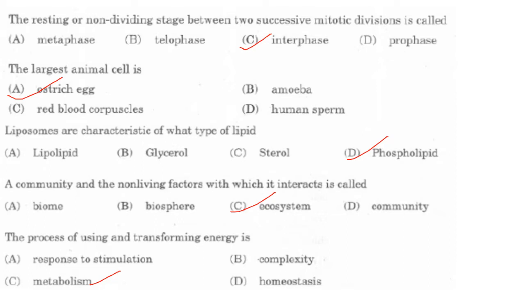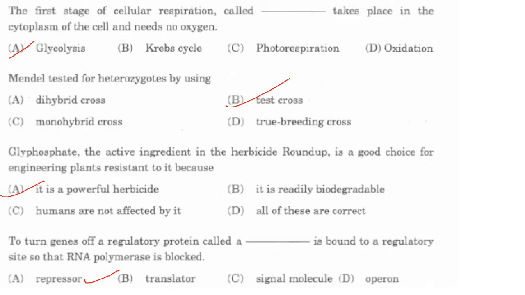The process of using and transforming energy is called metabolism. Answer is option C. Then the first stage of cellular respiration, called dash, takes place in the cytoplasm of the cell and needs no oxygen. That is, first stage of cellular respiration is glycolysis. Citric acid or Krebs cycle occurs in the mitochondrial matrix.